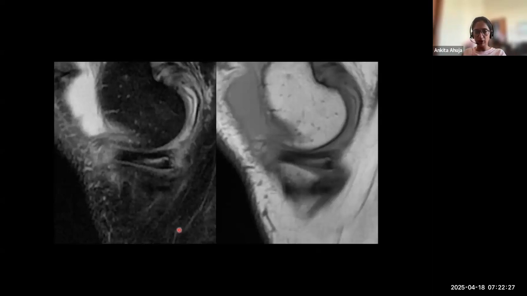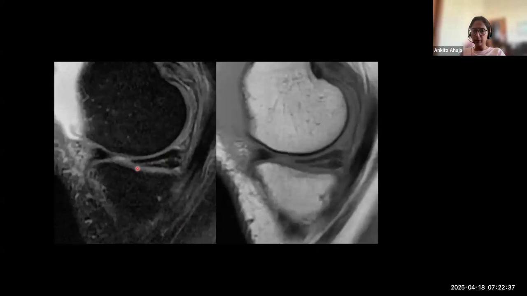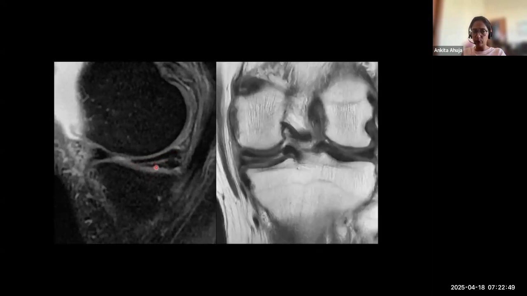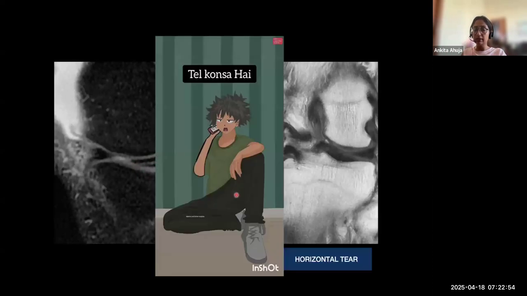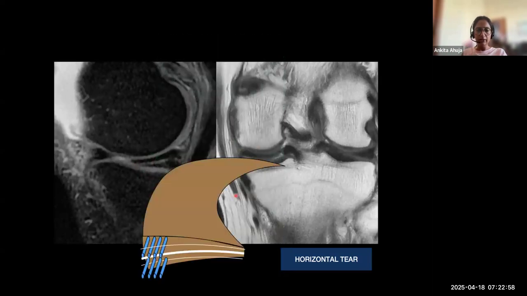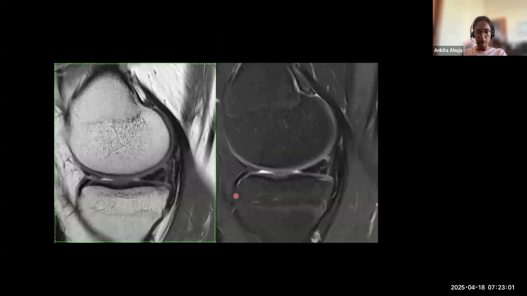So now let's start to see the tears. You see a signal which is cutting the meniscus into an upper half and a lower half and going like this. What type of tear is this? It is reaching up to the articular surface, so first of all, it is a tear, and then it is cutting the meniscus into two halves, the upper and lower half. So what do you think this is? This is a horizontal tear, right? This one is simple, simply cutting horizontally.